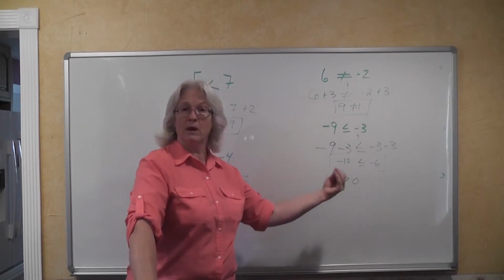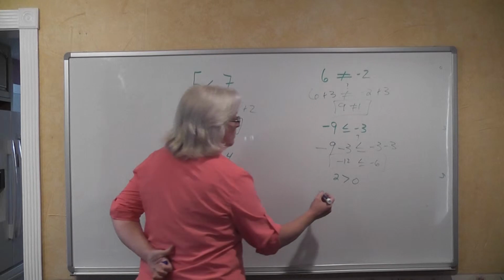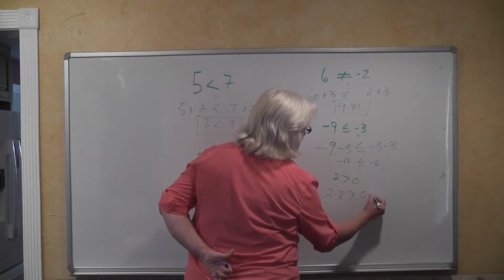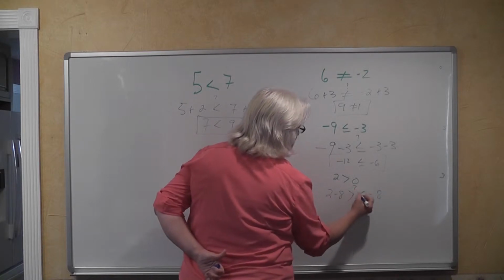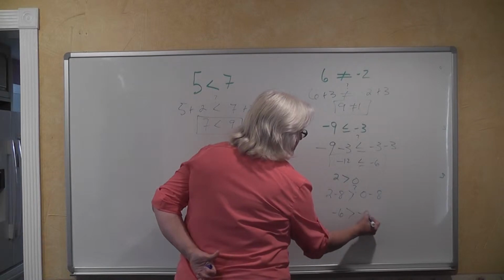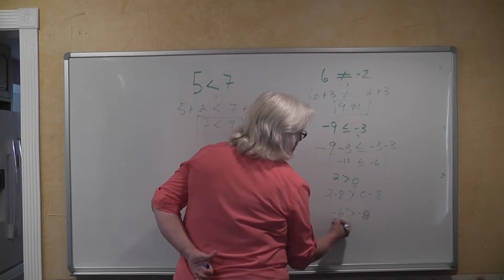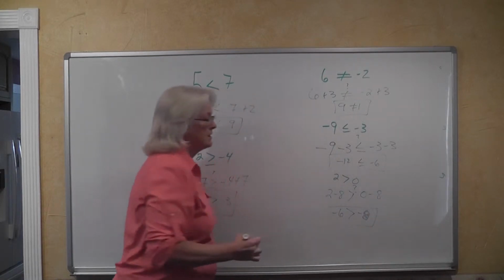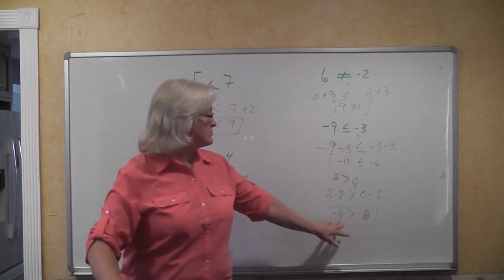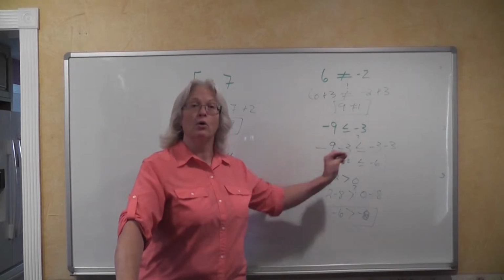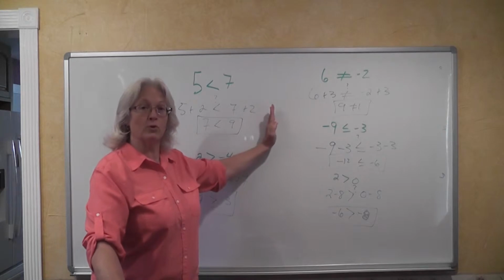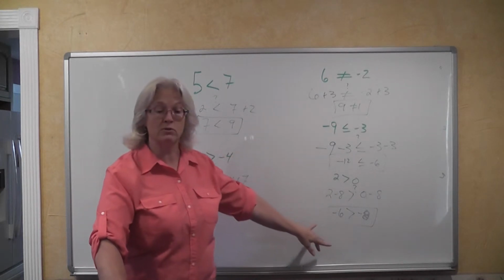And what about here when we have 2 greater than 0? What if we subtract 8 from both sides of that inequality? 0 minus 8. Is it still going to be true that the left-hand side of this inequality is greater than the right-hand side of the inequality? Yes, that's true. Negative 6 is greater than negative 8. Remember, negative 6 is further to the right on the number line, and it's greater.